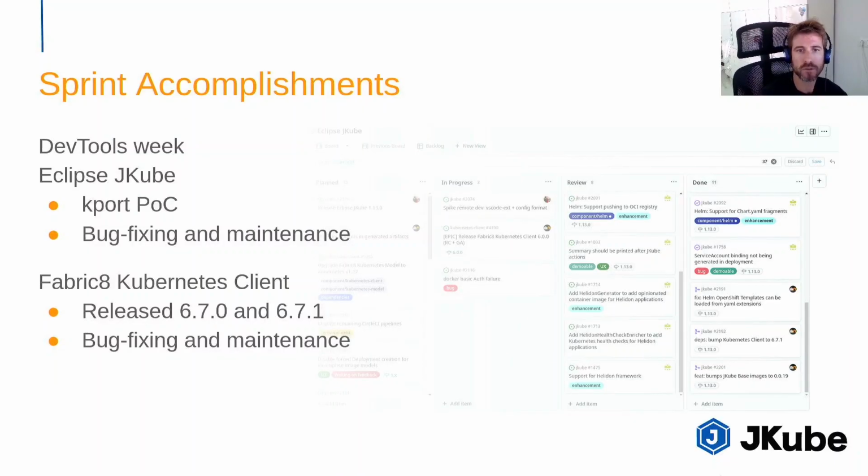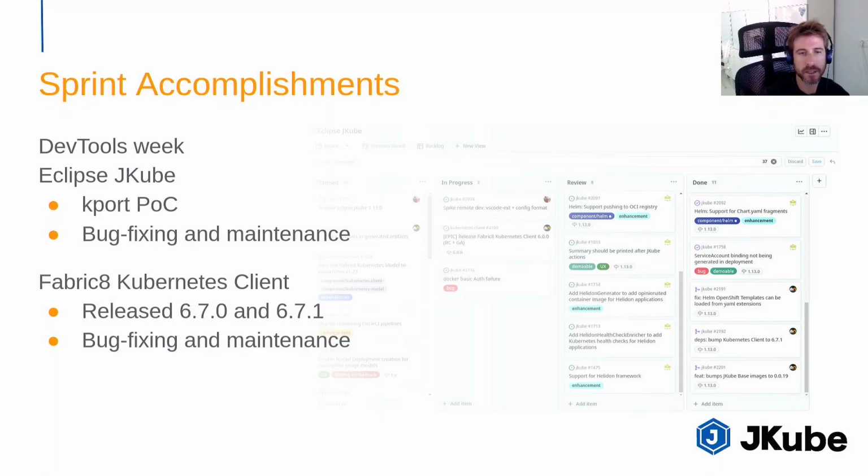This sprint was DevTools week, and although we didn't manage to spend the whole week with these activities, we did spend some time on trainings and working on other projects. Regarding JKube, this sprint we focused our efforts on merging some of the older and outdated pull requests, and also fixing more involved bugs.